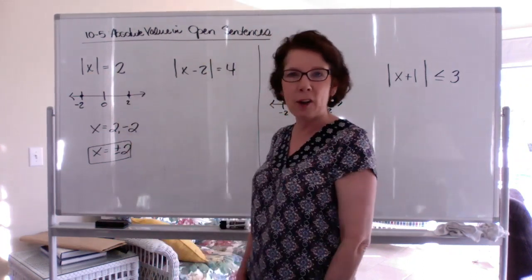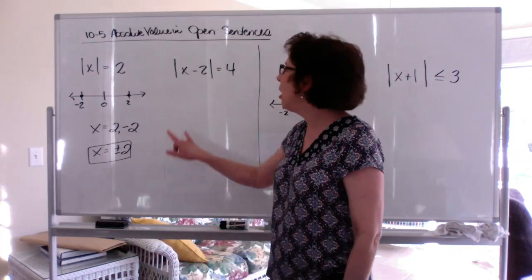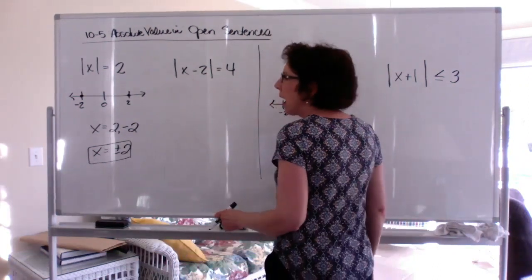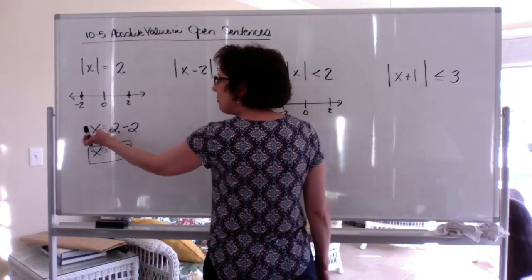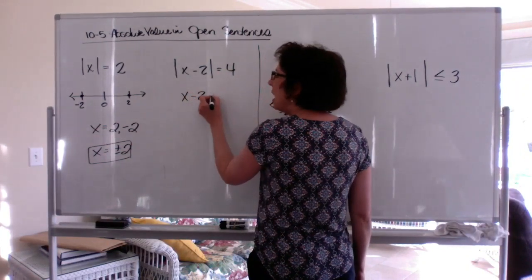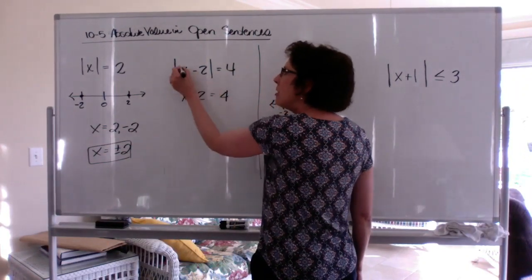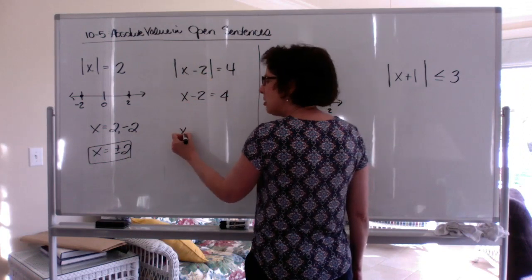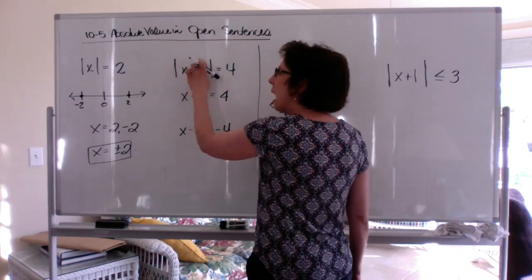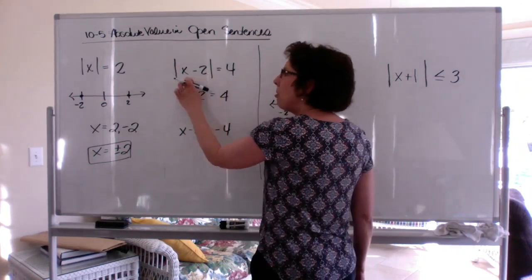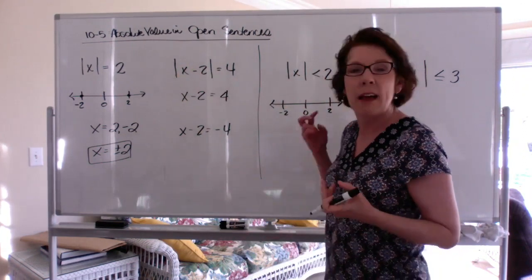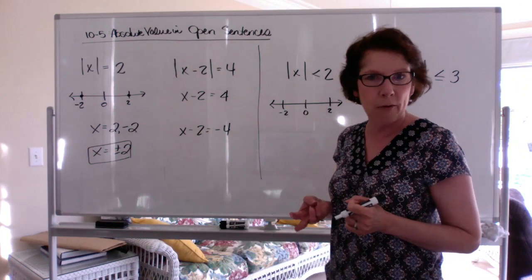Now think about that pattern and let's try this again with a binomial inside. So this time I'm going to write 2 equations again. Instead of x equals 2 and negative 2, I'm going to say x minus 2 can equal 4, or this binomial, x minus 2, could also equal negative 4. So this entire value can equal 4, or this entire value could equal negative 4. And now we just have 2 equations that we're going to solve for our unknown.